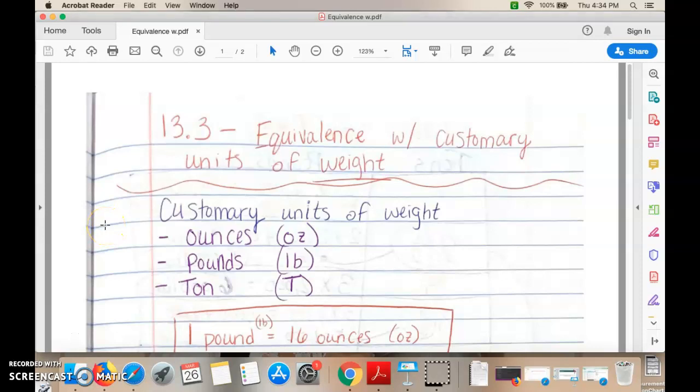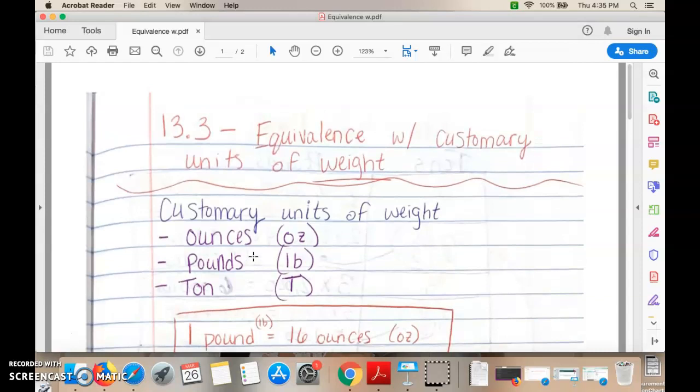For math, we are going to be talking today about topic 13, lesson 3. We're still working on our measurement unit, but we are going to be talking about the equivalence with customary units of weight, converting weight to different types of units. Customary units of weight are ounces, abbreviated OZ, pounds, abbreviated LB, and tons, which is a capital T. There's not a lot of units of weight, just 3: ounces, pounds, and tons.